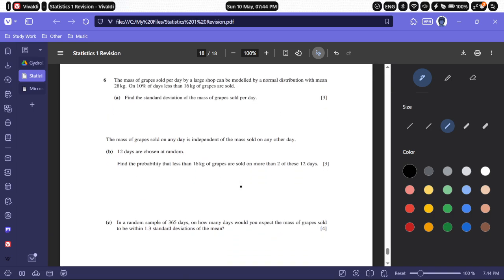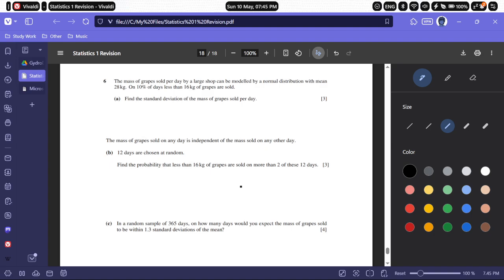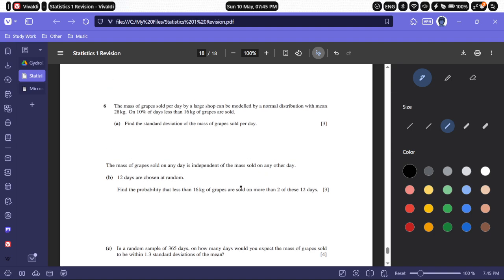The first two parts are pretty easy, so I'll just skip that. But for the third one, they're telling us that in a random sample of 365 days, how many days would you expect the mass of grapes sold to be within 1.3 standard deviations of the mean? First of all, let me check the mark scheme for this bit, or actually, it's easy to calculate. I'll just do that.